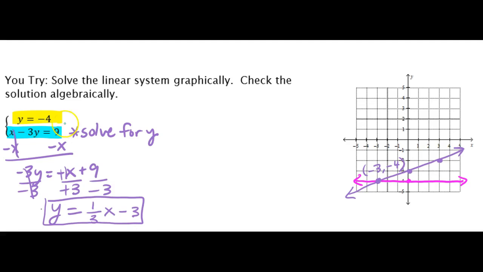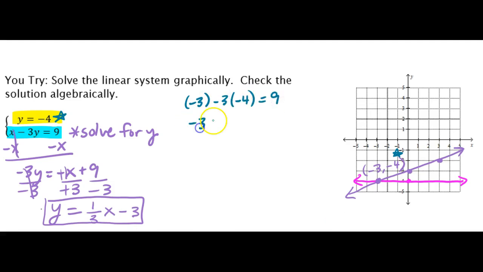So the first thing I can see here is my first equation says y equals -4. And if you look here, my y value is -4. So that checks out. And then I'm going to plug in my x and y into the one that I highlighted in blue, and we'll see if it comes out to equal 9. So instead of x, I'm putting in -3, minus 3 times y, which is -4. And I should get 9 as my answer.